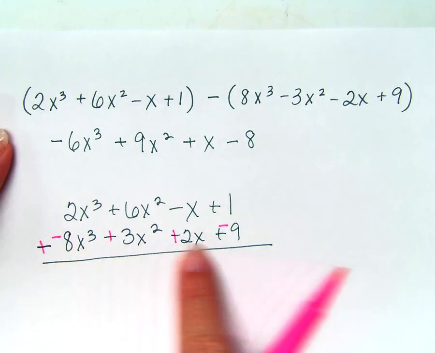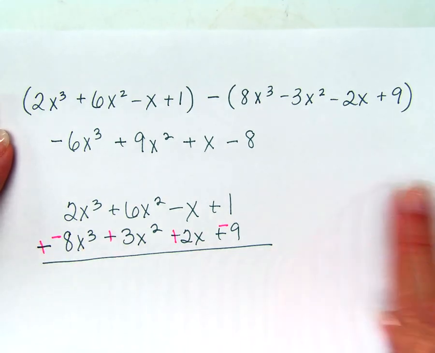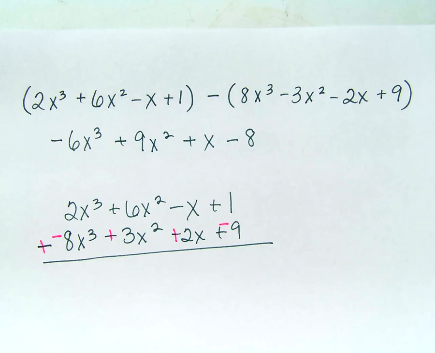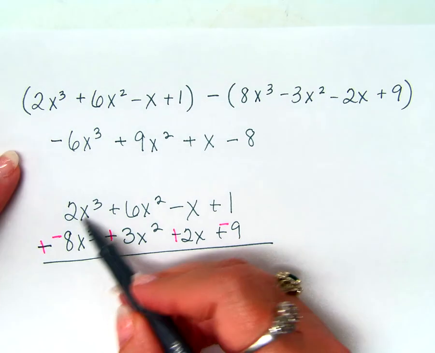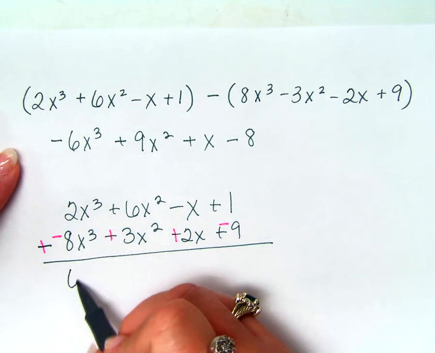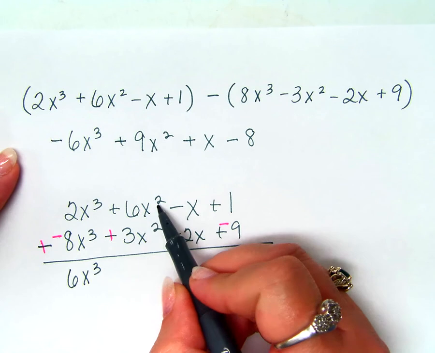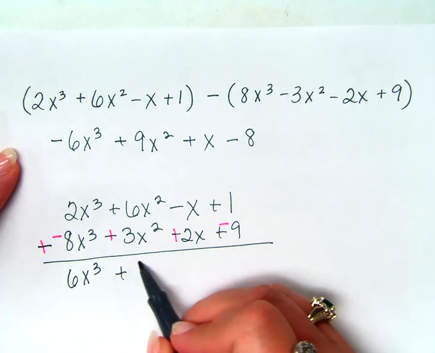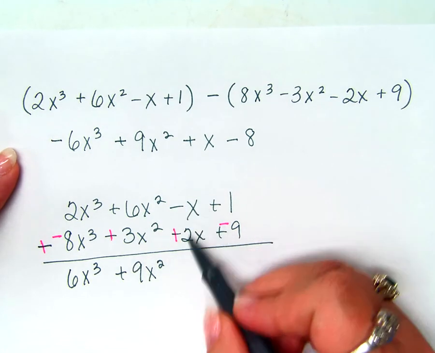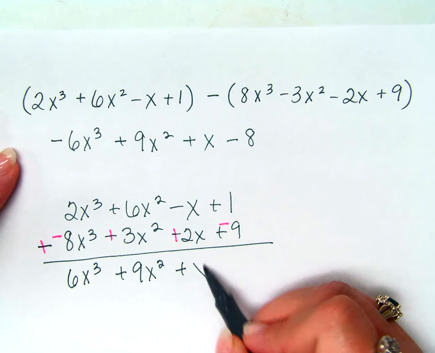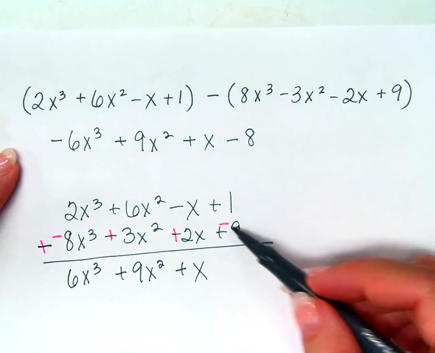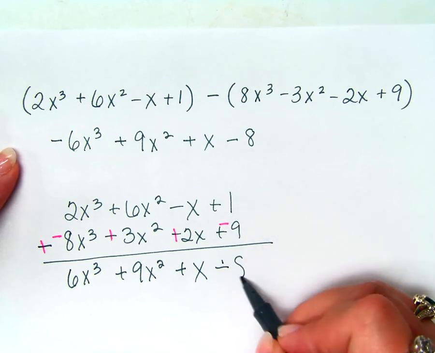So I'm adding the opposite of everything I had before, and that's just the same as the problem we had just a moment ago. We're just adding. 2x cubed minus 8x cubed is negative 6x cubed. 6x squared plus 3x squared is 9x squared. Negative x plus 2x is a positive x, and 1 and negative 9 is a negative 8.